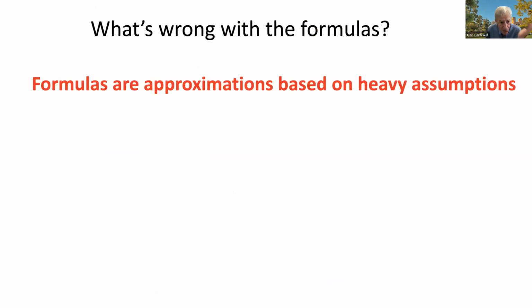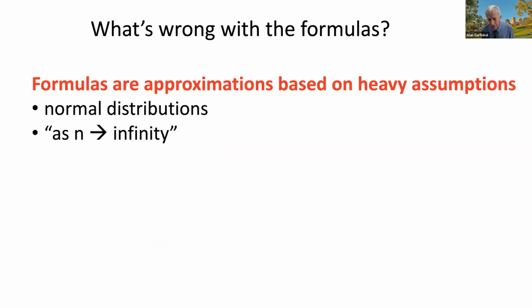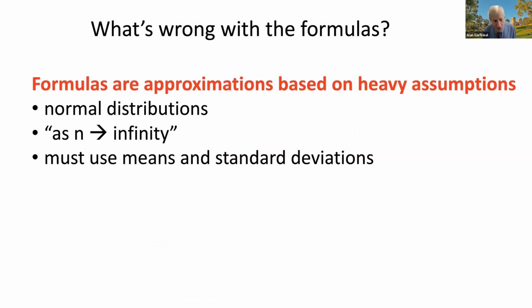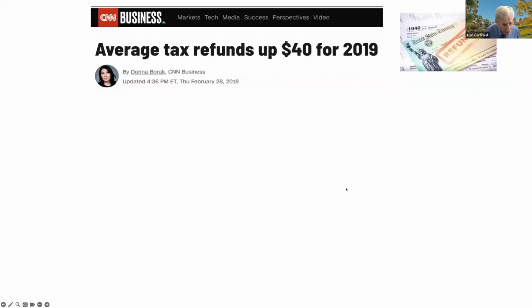So as I said, what's wrong with the formulas is that the formulas are based on these heavy assumptions: normal distributions, as n approaches infinity, must use means and standard deviations. This is what we live with if we need to prove theorems. But these assumptions are absolutely crippling assumptions, even to our thought process. I saw this headline: average tax refunds up 40%.